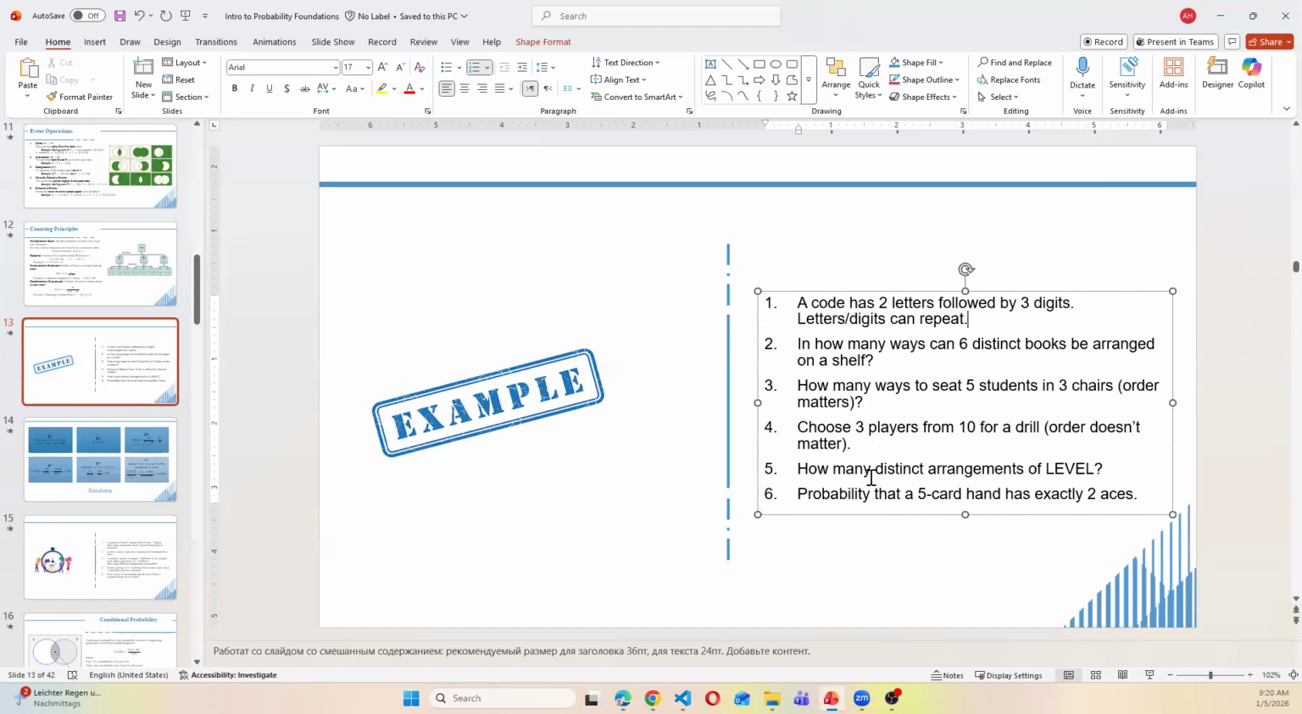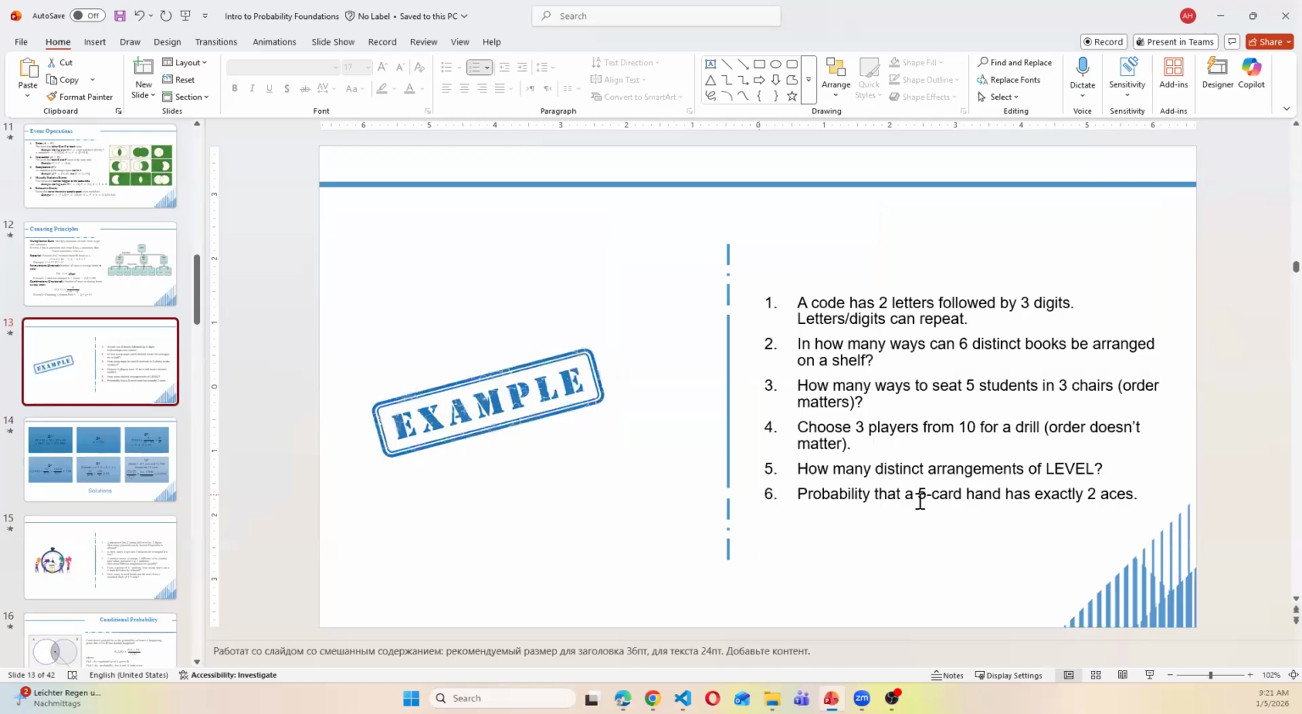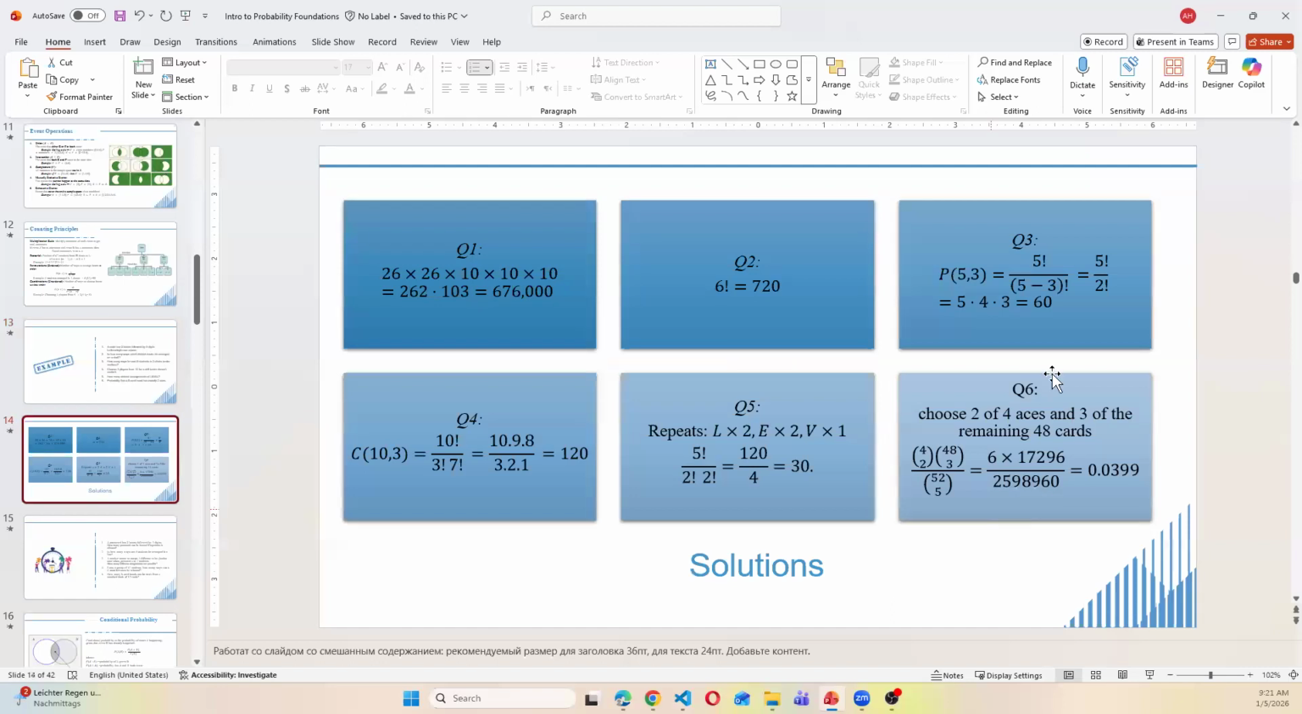So we have the fifth question: how many distinct arrangements of L, E, V, E, L? So how can we do it? You can see here that L is 2 times, E is 2 times, and V is 1. So we can say 5 factorial divided by 2 factorial times 2 factorial. And for the next one, the probability that a 5 card hand has exactly 2 aces: it's 2 from 4 and 3 from the remaining 48.